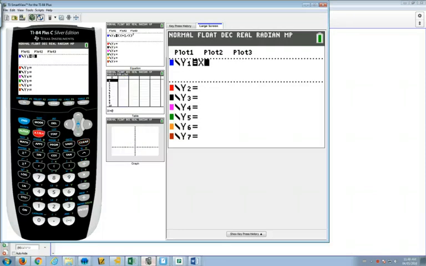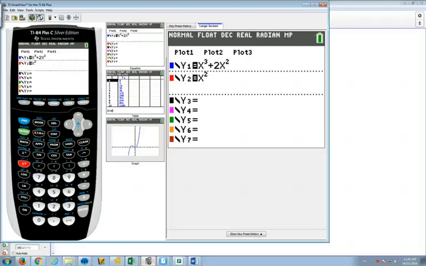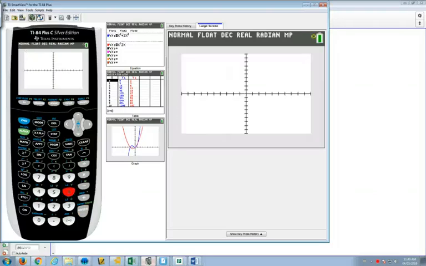So the first one was, I'm going to write x cubed. Was it x cubed plus 2x squared? And the other function was x squared plus 2x. So there's our cubic graph. And there's our parabola.